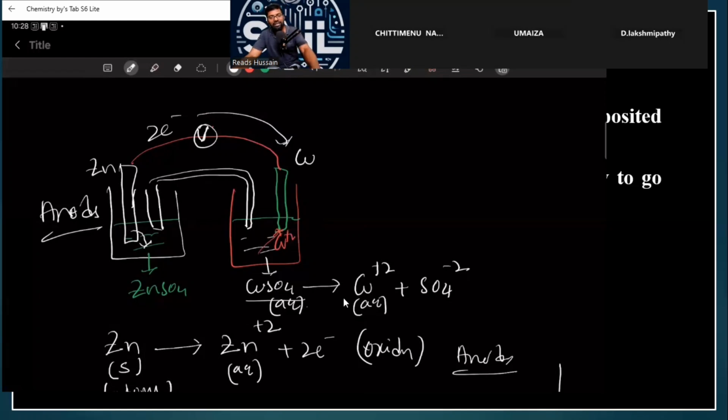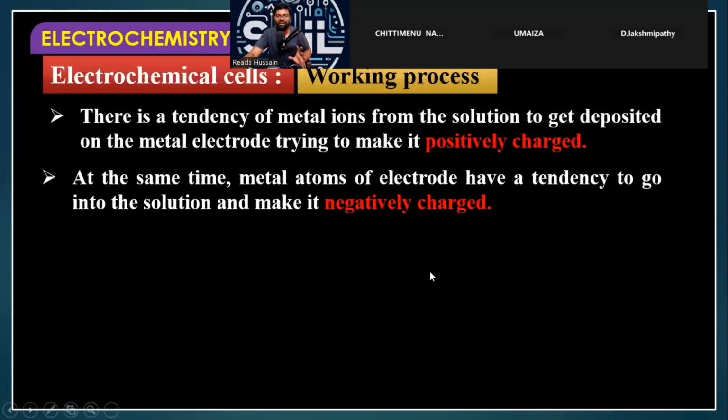If you don't understand this explanation, you need not worry. Just keep on listening. All these things you are not going to write in your exam. I am explaining this just for conceptual understanding. Otherwise, you need not worry about this process.